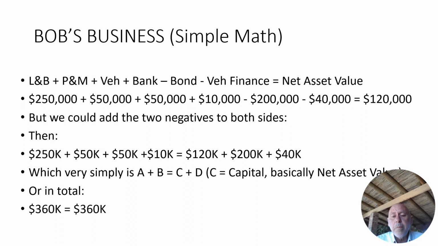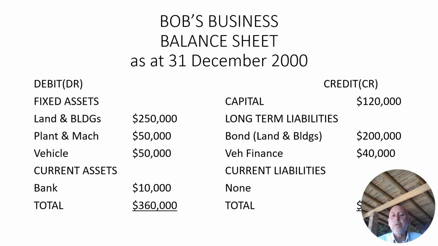And I've brought in a new term now. It's C. We've been talking net asset value, or a person's net worth. You've taken all of your assets and you've subtracted your debt. In business, we call this net worth capital. So that's where the C comes from. All right. Now, if I add up both sides of that equation, they're both totaling $360,000. All right, so it's in balance. That's the principle of a balance sheet, very simply. Let's go on to the next slide.